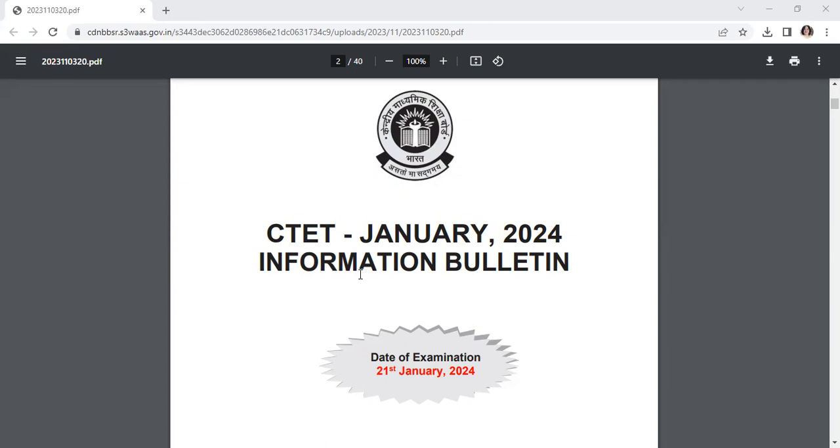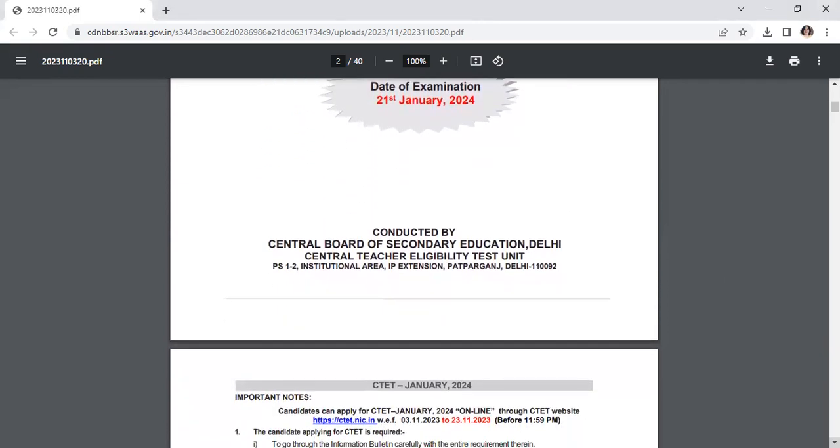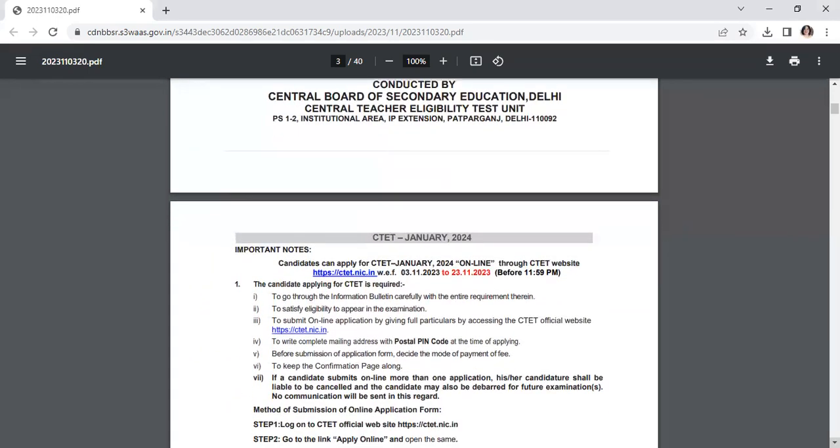Today I'll be going to discuss about the CTAT exam which is going to be conducted in the month of January 2024. See, this is the information bulletin. Let us see in detail what is in that. The date of examination is 21st January 2024, that is Sunday.